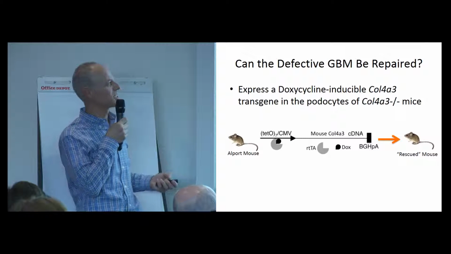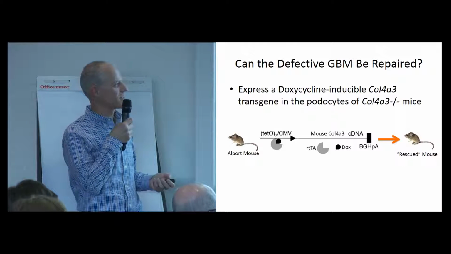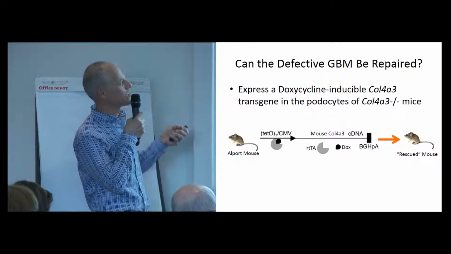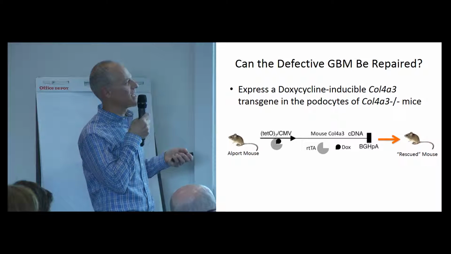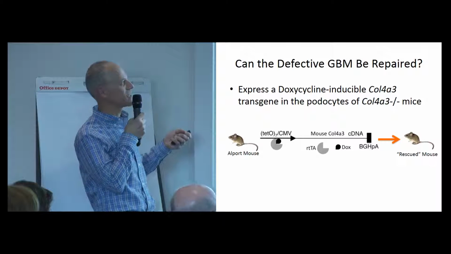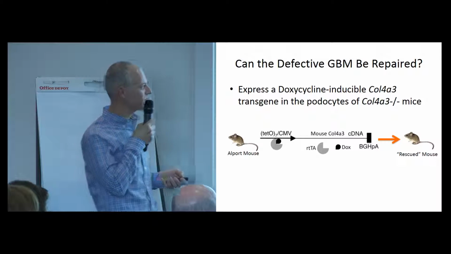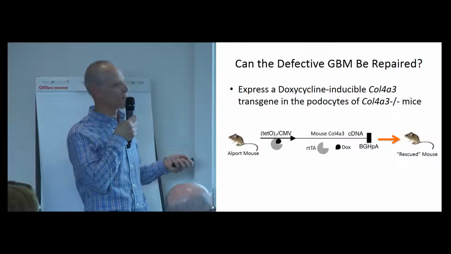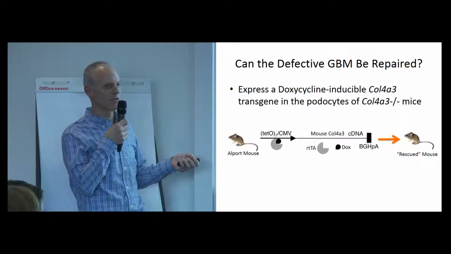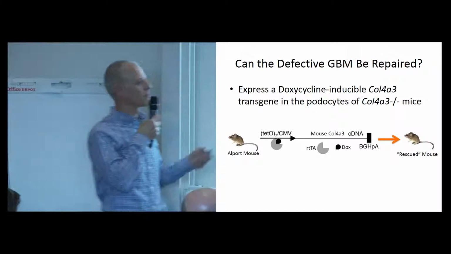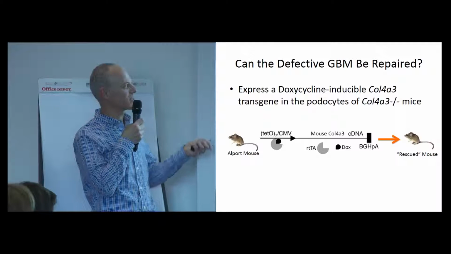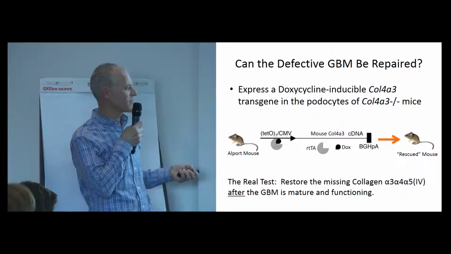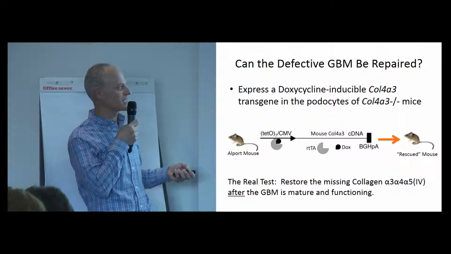So we used mice to do this using an inducible system. We can do lots of things in mice that we can't yet do in humans. But we basically use a system in which we could induce expression of the alpha-3 chain in our alpha-3 knockout mice at any time point using an antibiotic called doxycycline. And so if we do this on the Alport background from before birth or at birth, we basically have a rescued mouse that has a normal glomerular basement membrane because we've basically rescued the gene defect by re-expressing the missing protein. But the real question here is, can we restore the missing alpha-3, 4, 5 after the GBM is mature and functioning?